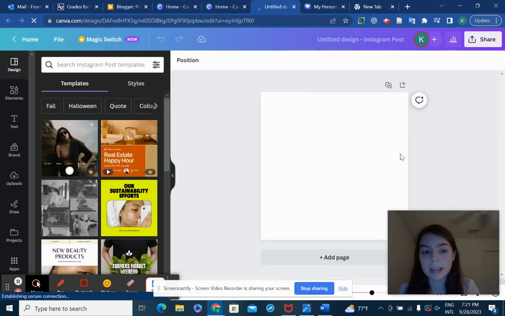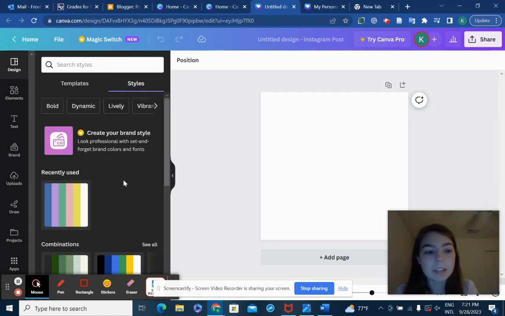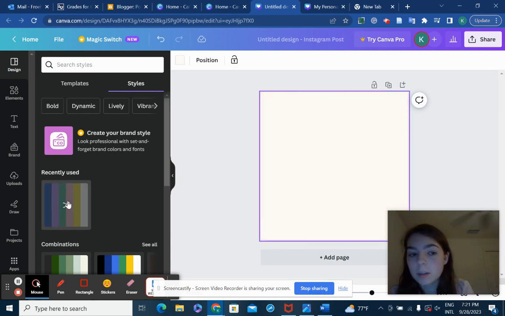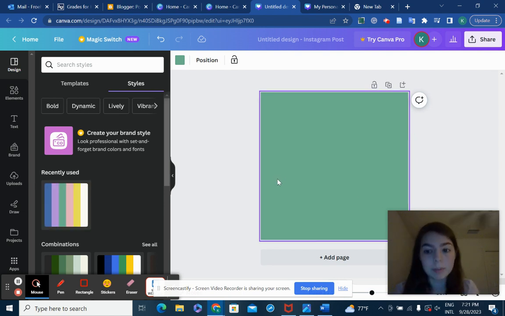And it will show up as blank. Now, there are different templates and styles, but I would like for you guys to just use a style with a singular color background. Maybe choose one that you feel represents your personality. This is one of my favorite colors, and so I will be using this one.